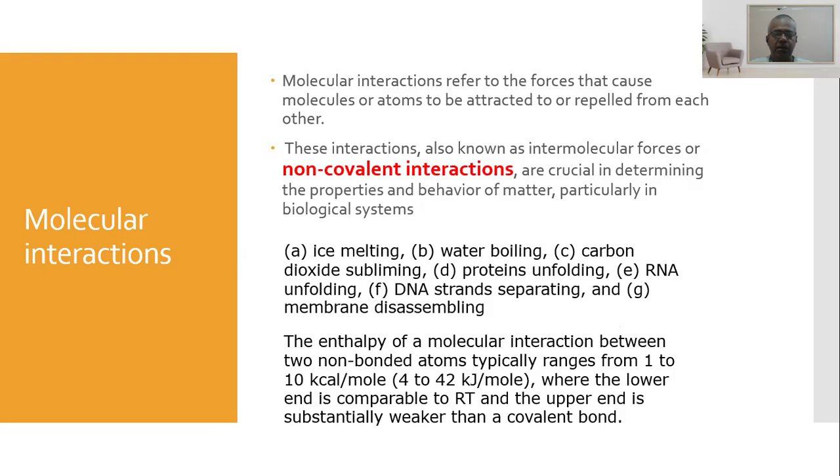So, for example, you can see there are various courses of occurrence in the biological system. That's why they are very important in the biological system. For example, ice melting, water boiling, carbon dioxide subliming, protein unfolding, RNA unfolding, DNA strand separation, and membrane disassembly. All these involve non-covalent interaction.